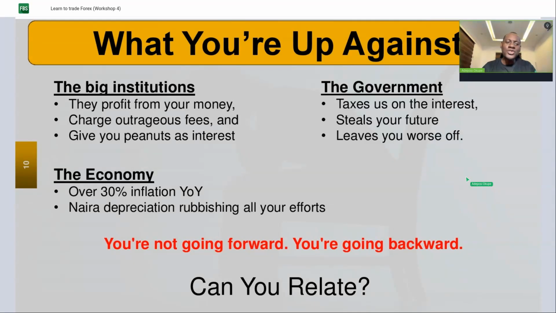To add insult to injury, we now have inflation over 30% on paper, but we know on the ground is over 100%. Fuel is over 300%. Dollar is over 300%. So really and truly, it looks like the Naira, the economy is rubbishing all your efforts, and you think you are going forward, but you are actually going backwards. All right. Can anybody relate to this?